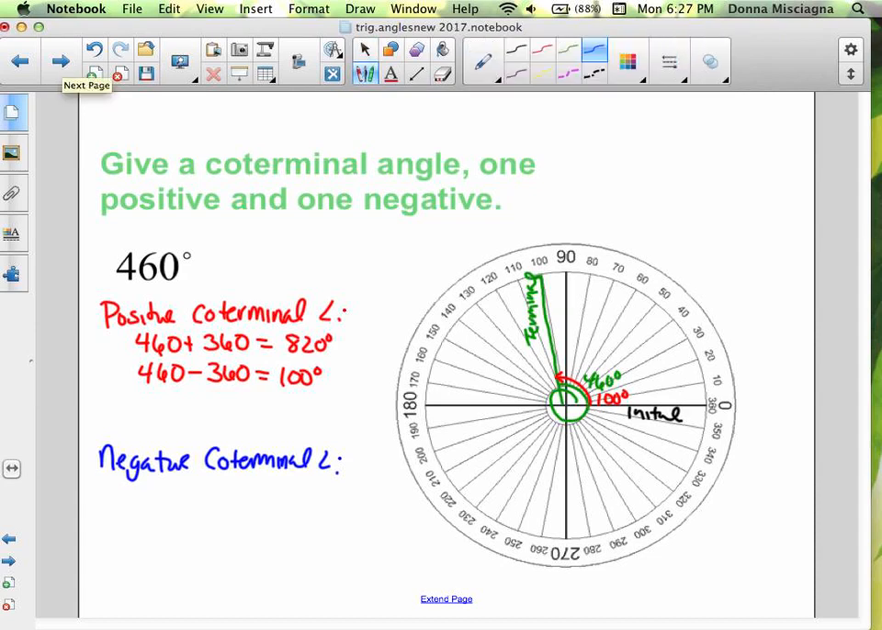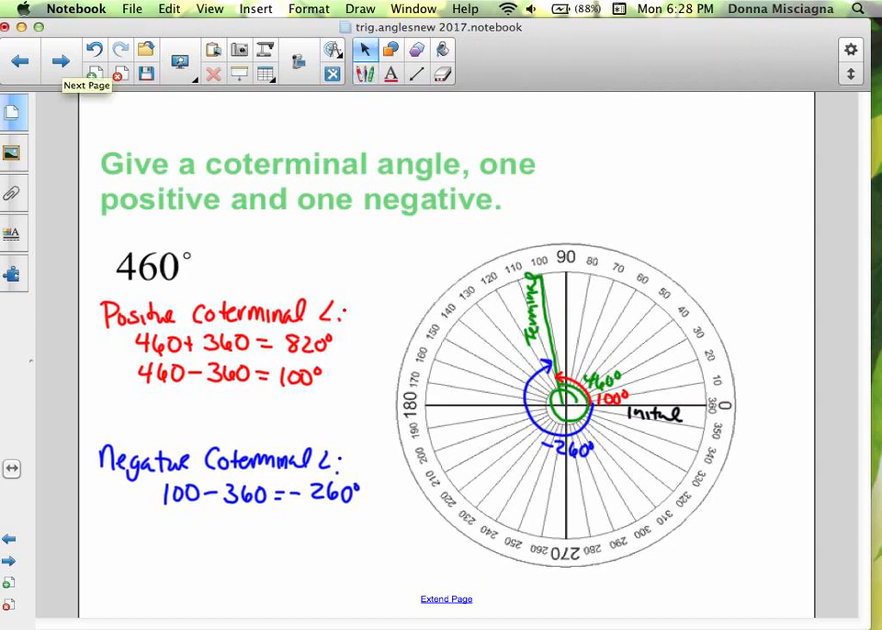If we wanted to get a negative coterminal angle, I'm going to have to subtract 360 twice. We've already subtracted it once and got 100 degrees. If we subtract 360 again, we'd get negative 260 degrees. And that gives us a negative coterminal angle going in the opposite direction. So all of these are coterminal: the 820, the 100, the 460, and the negative 260. They are all coterminal because they start and end in the same spot.